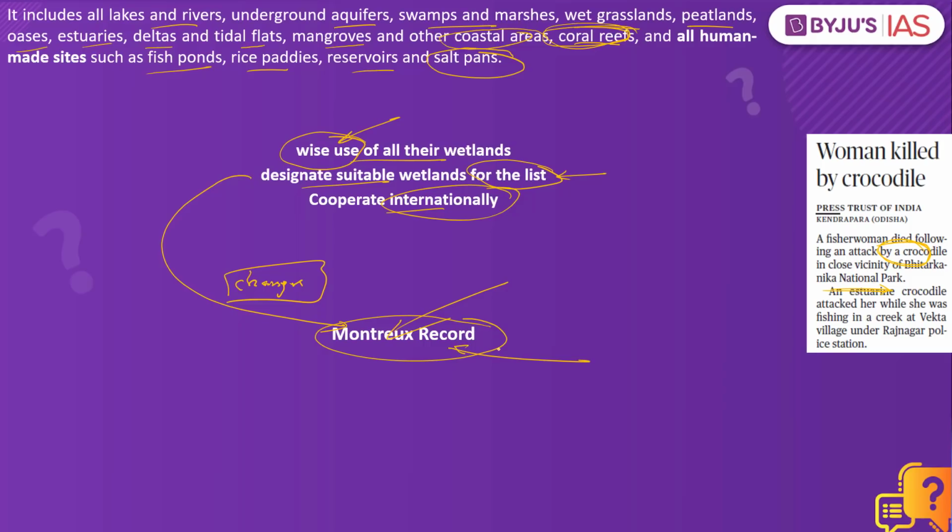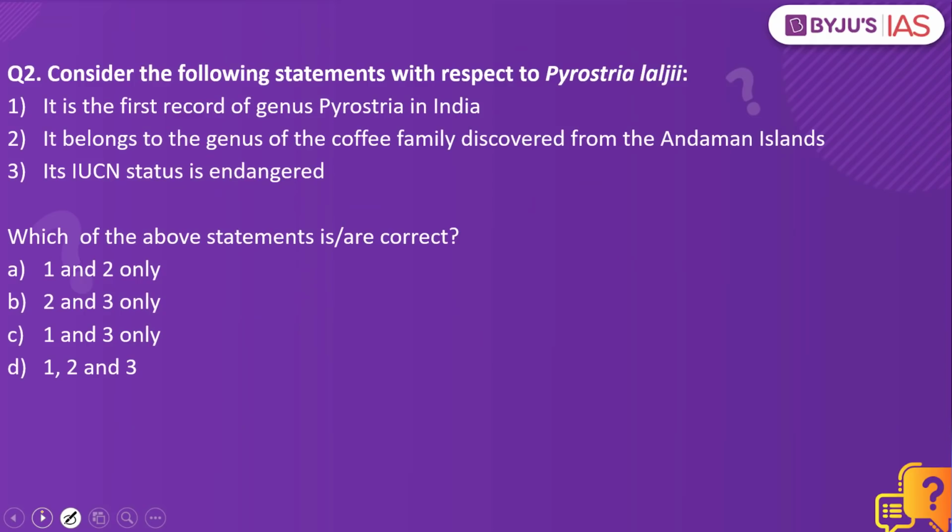It is this that we have to understand in reference to this practice question. Now let's look into the next practice question. Consider the following statements with respect to Pyrostria laljii. It is the first record of genus Pyrostria in India. It belongs to the genus of coffee family discovered from the Andaman Islands. Its IUCN status is endangered. Which of the above statements is correct?